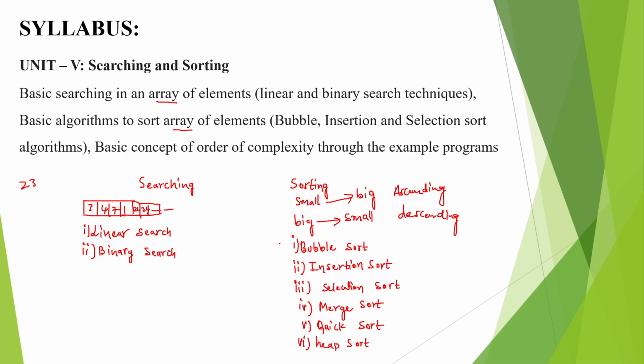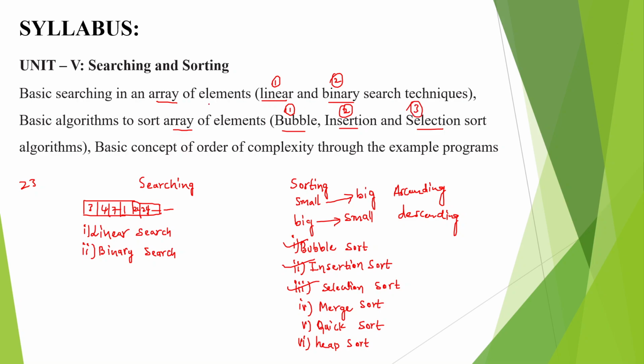Our concern will be the first three. As you can see in your syllabus, they're asking us to discuss only bubble, insertion, and selection sort algorithms. Only three. Others we will not discuss: merge sort, quick sort, heap sort. And for searching algorithms, they are asking us to do linear and binary. Both searching techniques we need to discuss. This is one, this is two. And sorting techniques, this is one, this is two, and this is three.